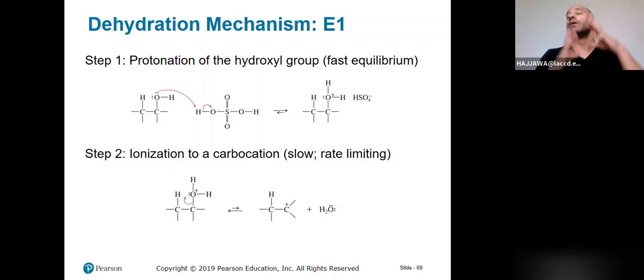And here is why you're always going to have to go through E1 when you have an alcohol to give me an alkene. And here's the reason why a tertiary alcohol will be faster than a secondary alcohol, which will be faster than a primary alcohol. The tertiary alcohol will give me a tertiary carbocation. The secondary alcohol will give me a secondary carbocation. The primary alcohol will give me a primary carbocation. We already learned from a previous chapter that stability of carbocations will always go from tertiary to secondary to primary, from most stable to least stable. Why is that? Two factors: hyperconjugation and inductive effect.